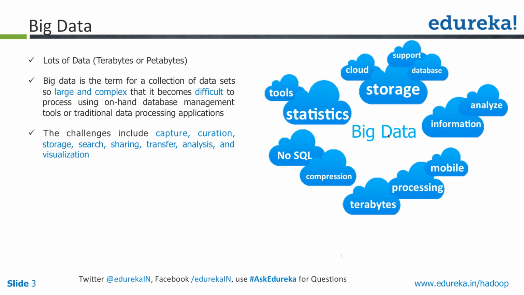Now, a lot of people think that big data is only about lots of data, which is true, but not entirely true. That doesn't give you the exact picture. So it's surely about lots of data, terabytes or petabytes of data. Now, the definition of big data is the term for a collection of data sets so large and complex that it becomes difficult to process using on-hand database management tools or traditional data processing applications.